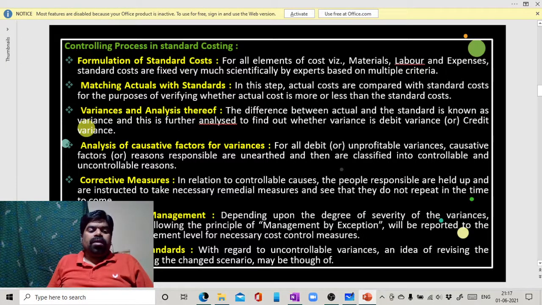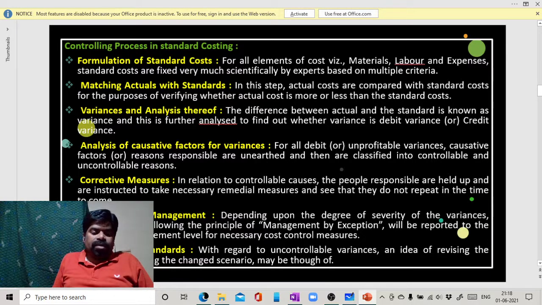Okay, next you see analysis of causative factors for variances. So what are the reasons for this variance? Are there multiple reasons? So for all debit or unprofitable variances, causative factors, reasons responsible are unearthed and then are classified into controllable and uncontrollable reasons. So with this standard cost, we can segregate controllable factors and uncontrollable factors. What are the controllable factors? That can be controlled, so then cost will be reduced. What are the uncontrollable? That cannot be reduced because that is uncontrollable. So that's why cause and effect relation can be easily studied with the help of the standard cost.